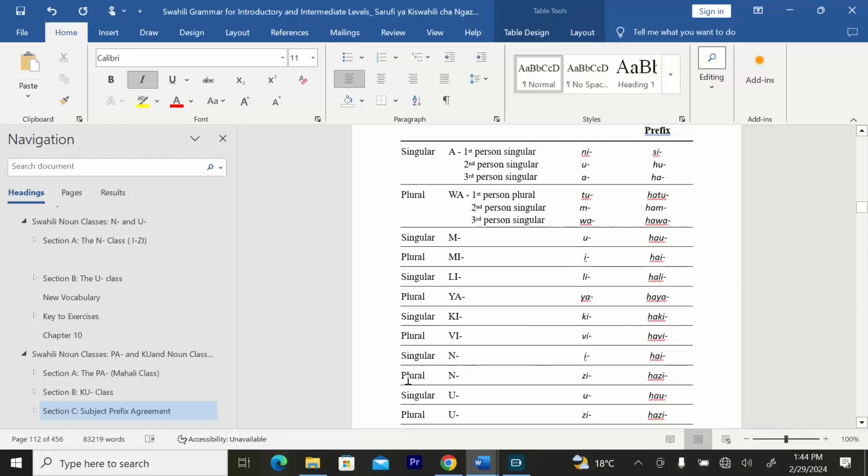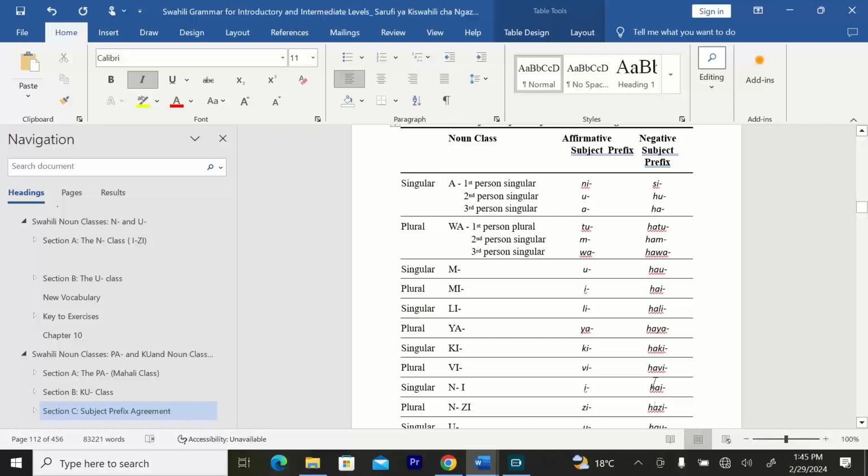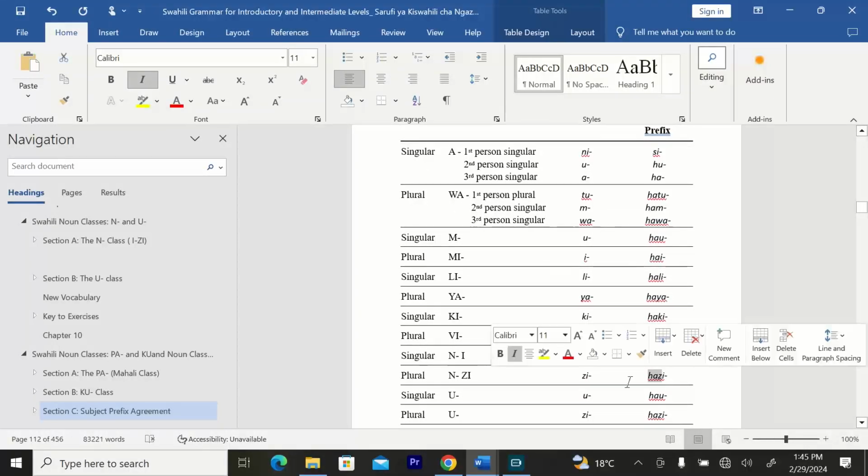Hakijaribika, havijaribika. Alright, that was just an example. Let me just leave it the way it was and add mine. Alright, this is the right noun class in the modern. The subject prefix is i in singular and plural is zi. Negative subject prefix is hai, and in plural is hazi.